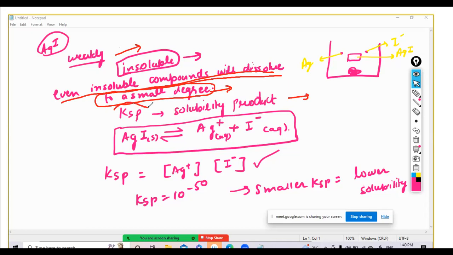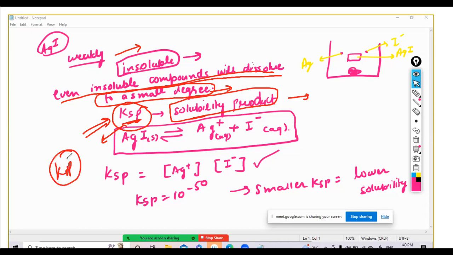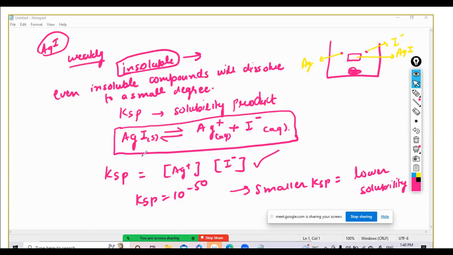So how do we check that? What is the mathematical measure? KSP is the solubility product. This KSP is a term that would help you to determine the molar solubility of the salt. For example, I have the salt AgI, which I was talking about. It exists in equilibrium as Ag positive and I negative ions. It is back and forth.